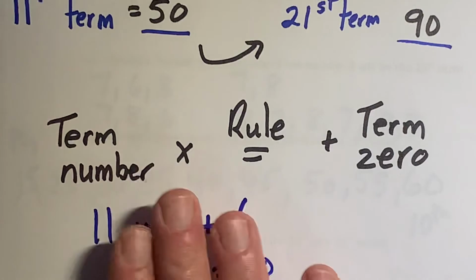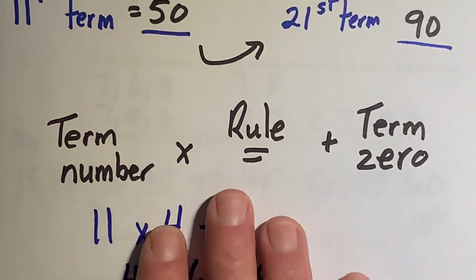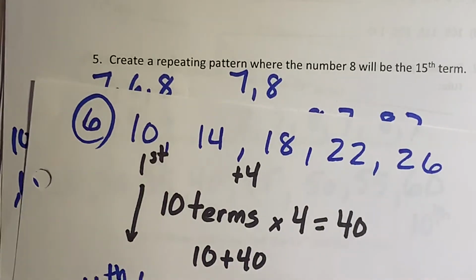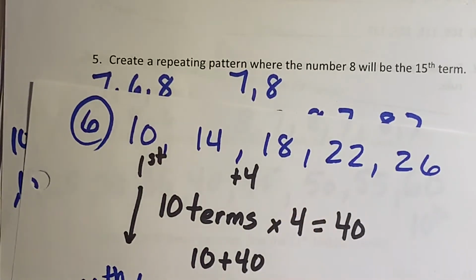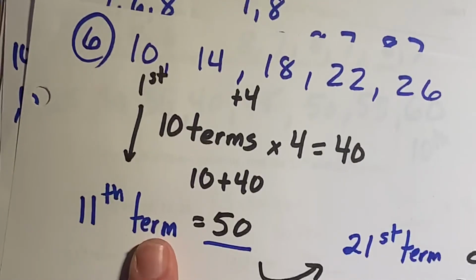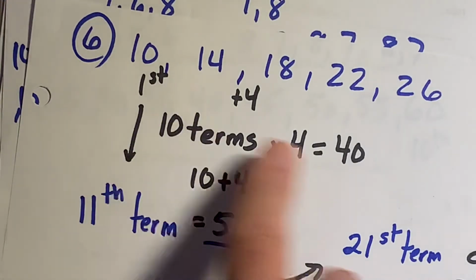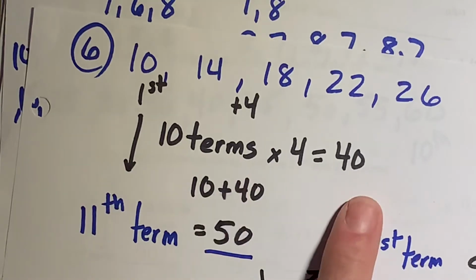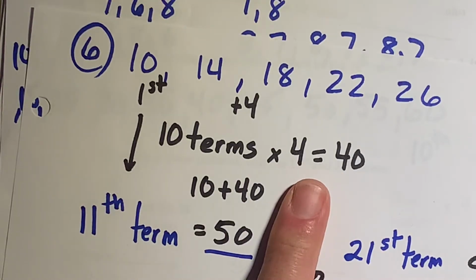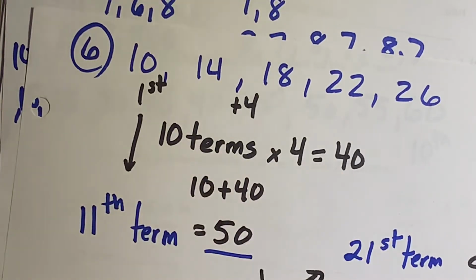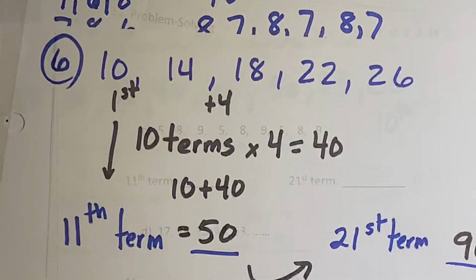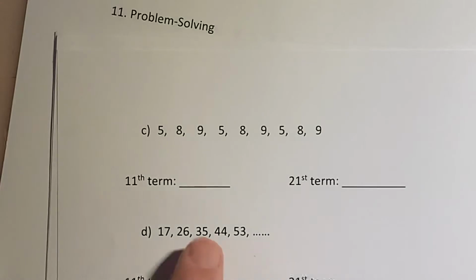It's not really something that they need to know for grade 4. The idea is that they're getting used to the concept of terms in a pattern and being able to see how we can extend patterns and take shortcuts, like doing 10 times 4 to find larger terms in a pattern. Same question, but with a repeating pattern.